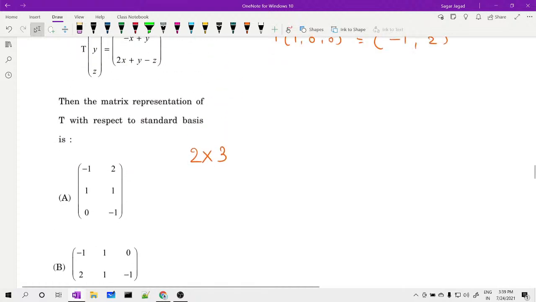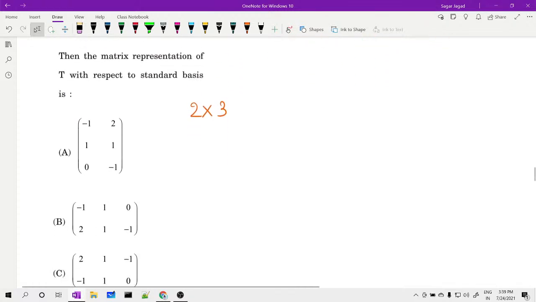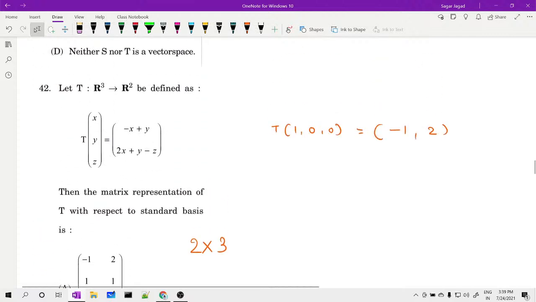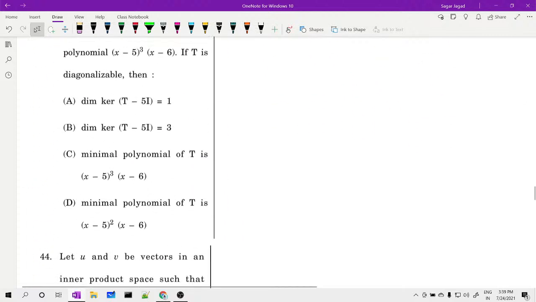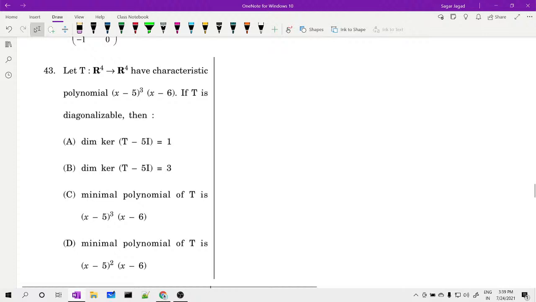Either B or C could be right. And from that, I know the first is this minus 2 and 1, minus 1 and 2, right? Yes. So option B is correct. Let T from R4 to R4 have the characteristic polynomial this. If T is diagonalizable, then the minimal polynomial of T is something.